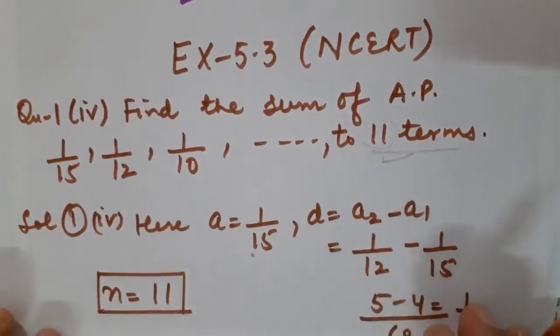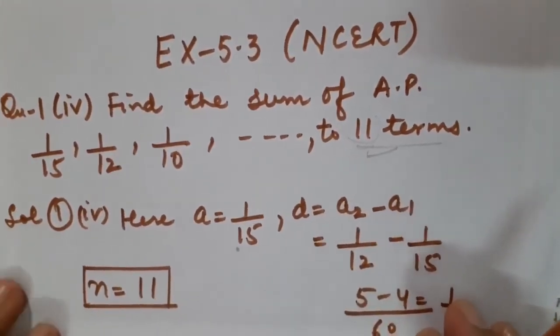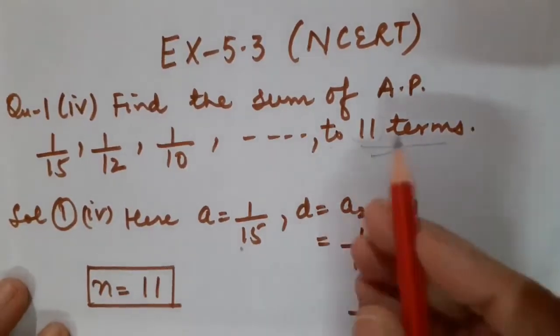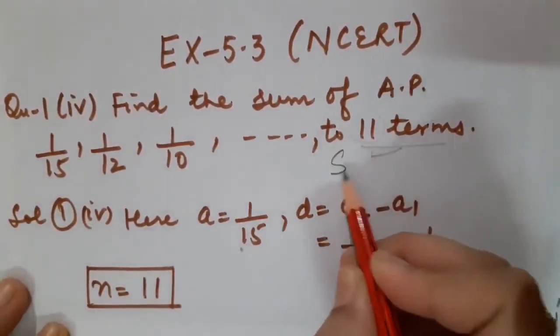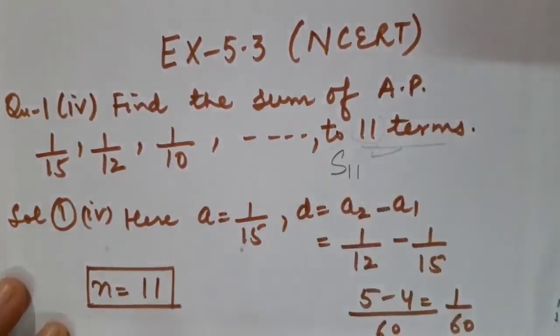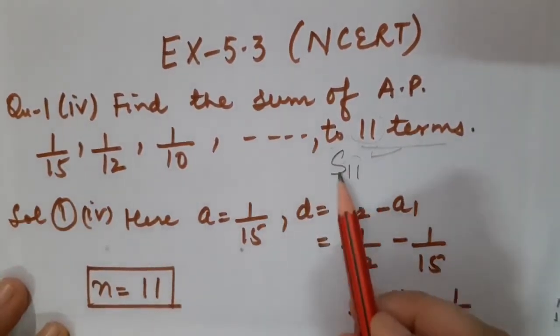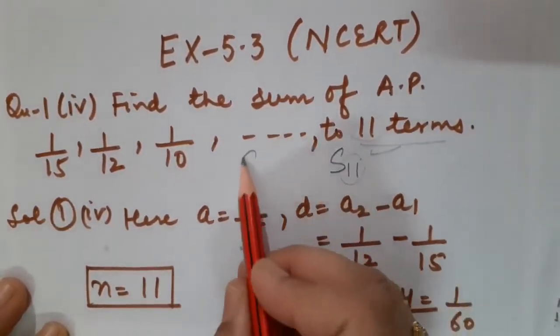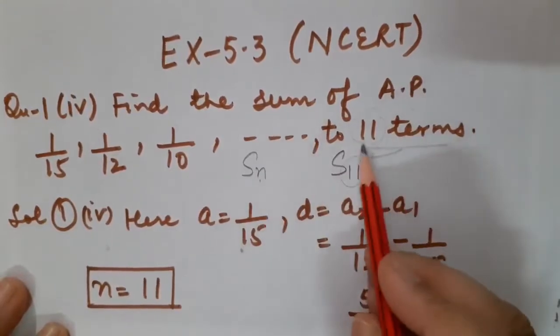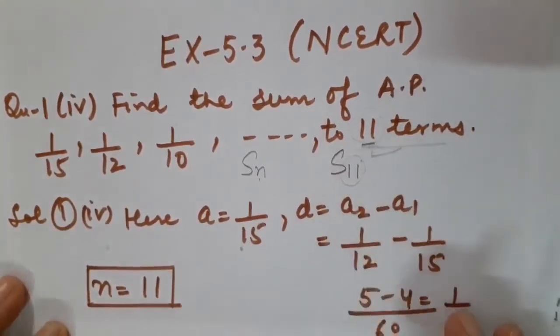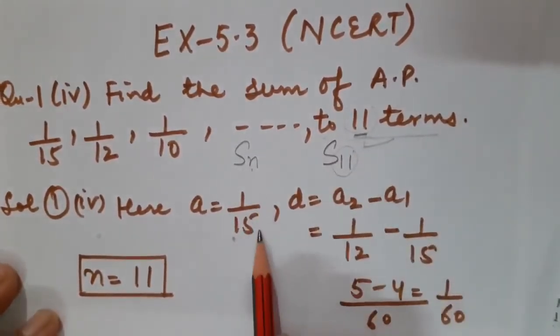Correct? So what do we have to calculate? We will have to just calculate the sum of this AP. So in short, we will have to calculate S11. From where has this 11 come? Basically we are going to calculate Sn. But what is n here? That is 11. Correct? So here a is equal to 1 upon 15.